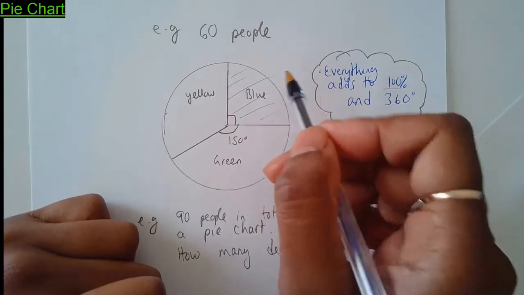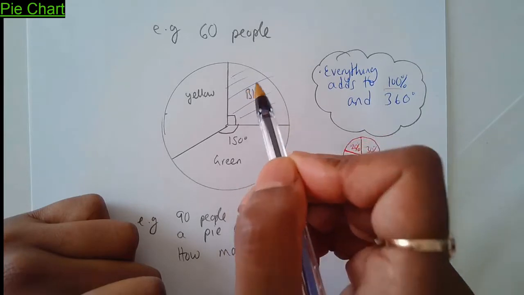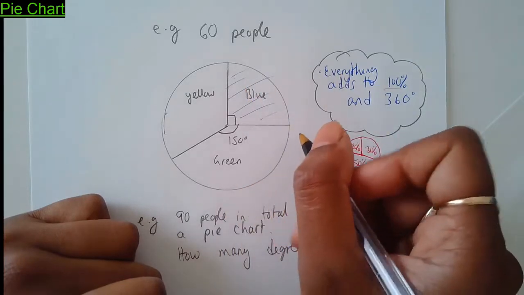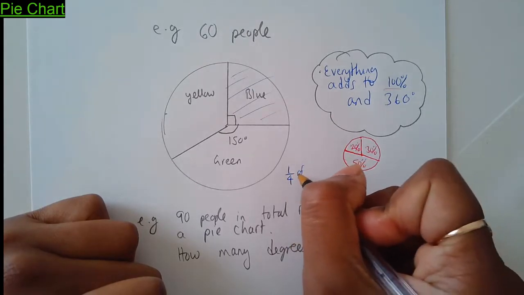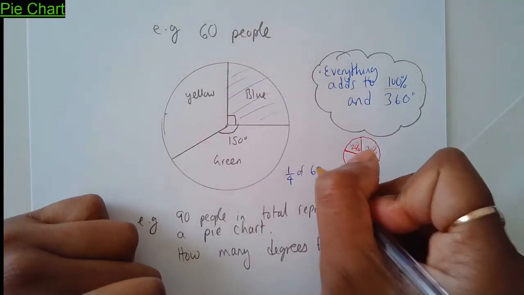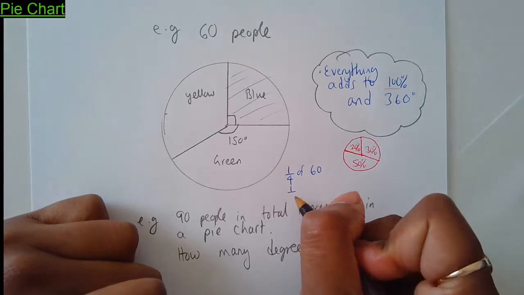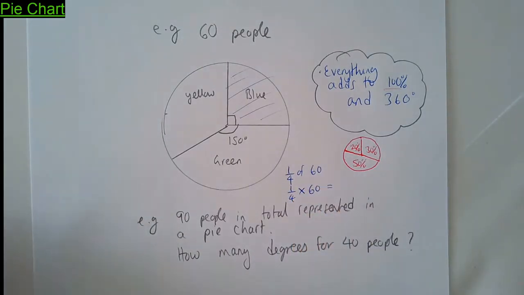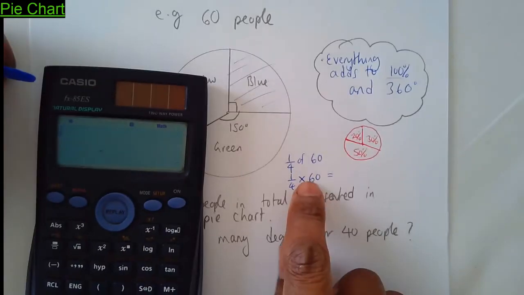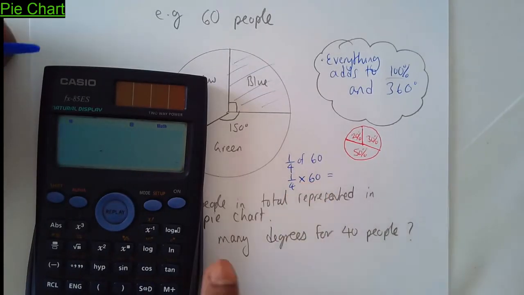So what you can do to find out the number of people that like blue, you need to do a quarter of 60 people. That is quarter multiplied by 60. You can use a calculator for this. Most of you will be able to do this in your head, half and half it again.